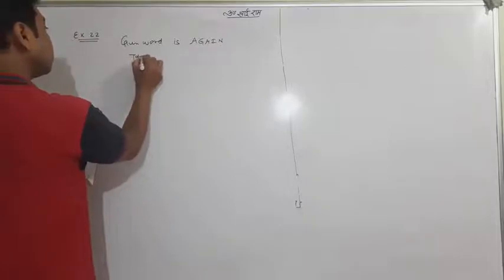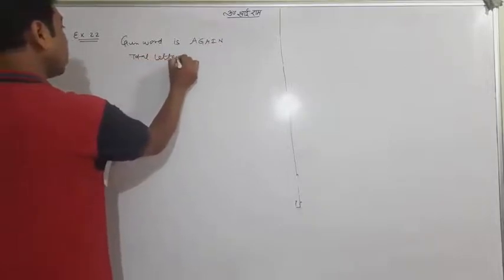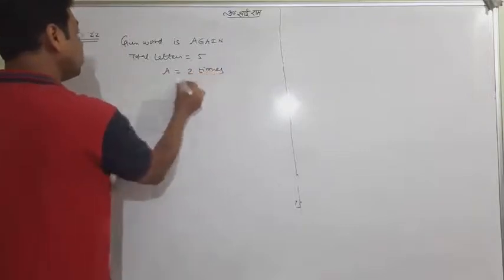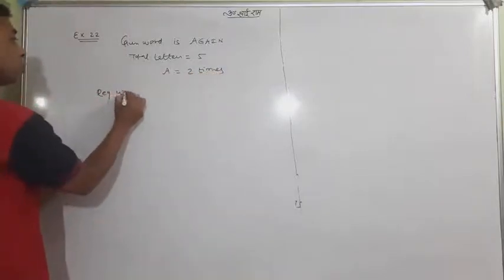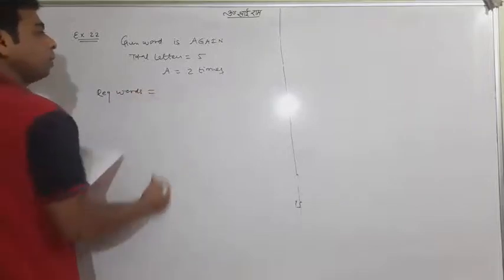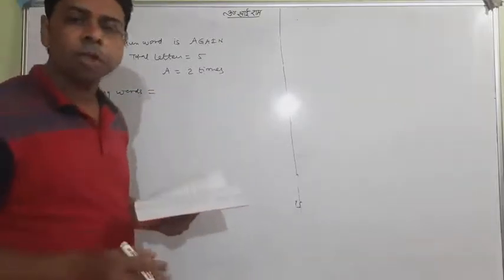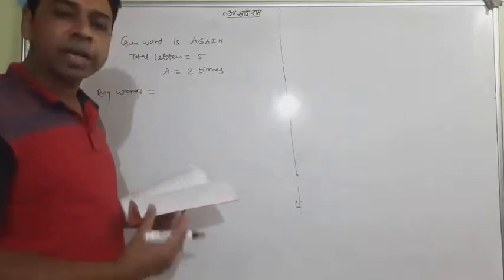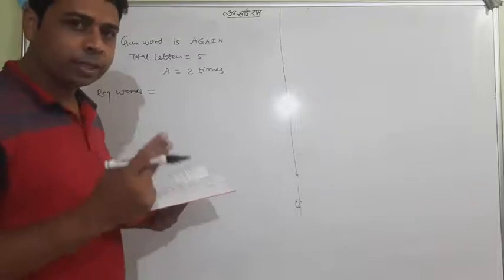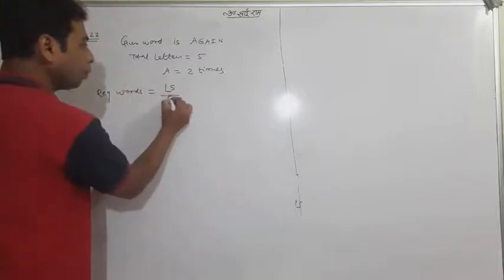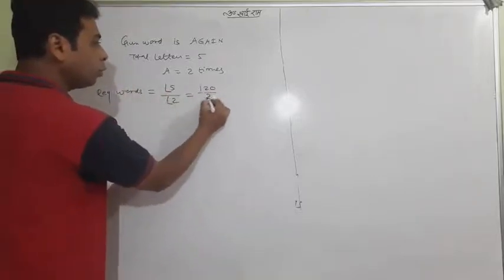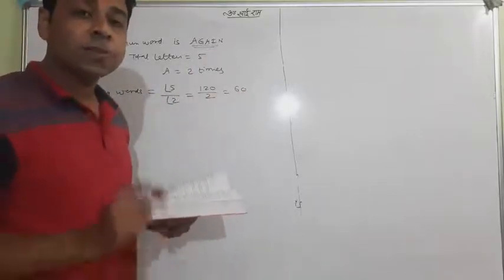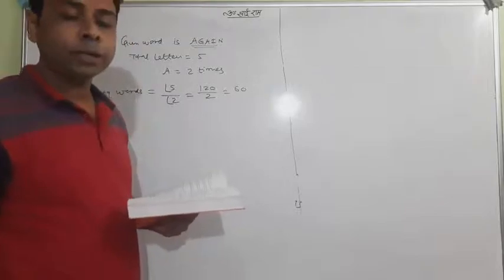Total letters 5, where A is coming 2 times. You can understand. So the required words or total words will be, the first question is an independent question. This is a permutation question where we want to form all the words by the letters of the word AGAIN, where A's are repeating twice. You know the concept. Factorial 5 upon factorial 2. So 120 upon 2, meaning 60 words you can make by the letters of the word AGAIN.